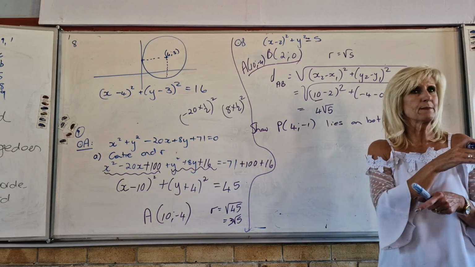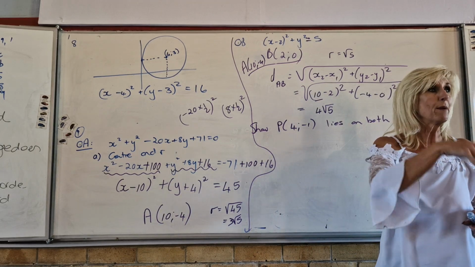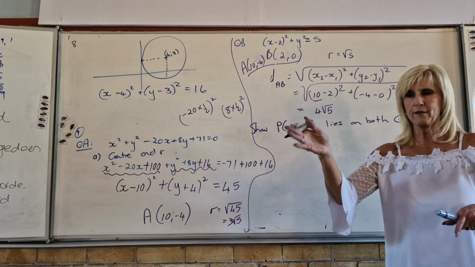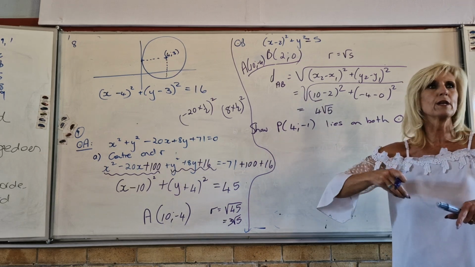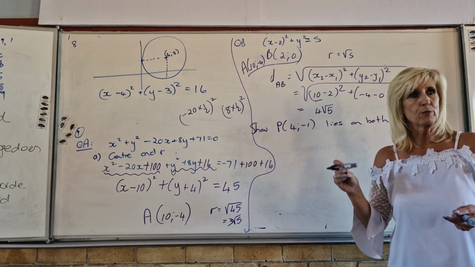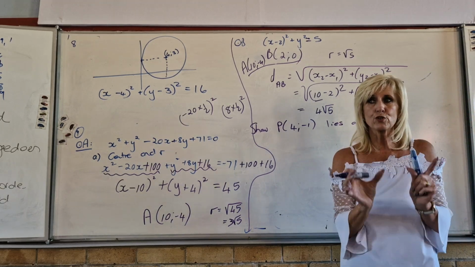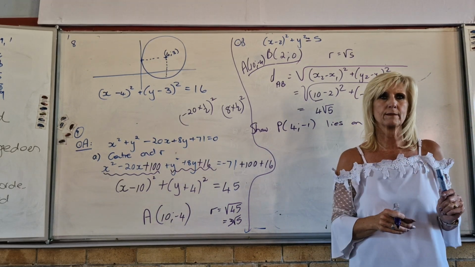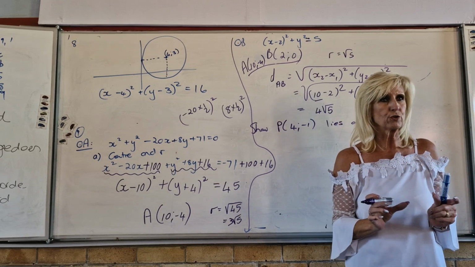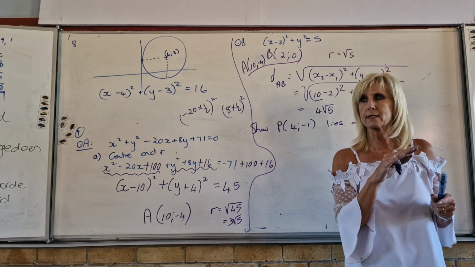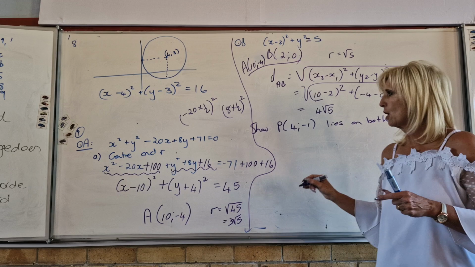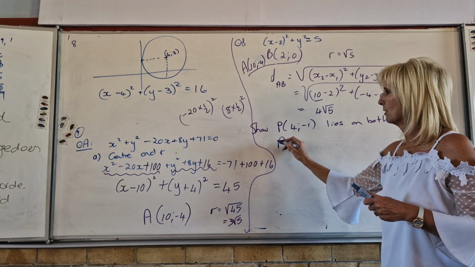So it doesn't matter if it's a circle, or a parabola, or a straight line. If you want to know if a point lies on a thing, substitute the point into the thing. And if it does make the equation true, then it lies on it. If it doesn't make the equation true, it doesn't lie on it. That's the simple English of it. So go back to circle A.